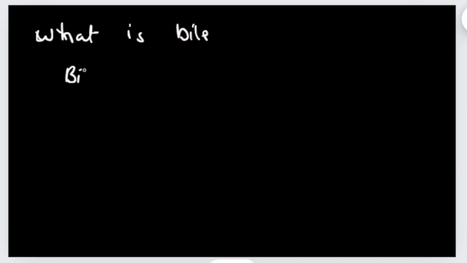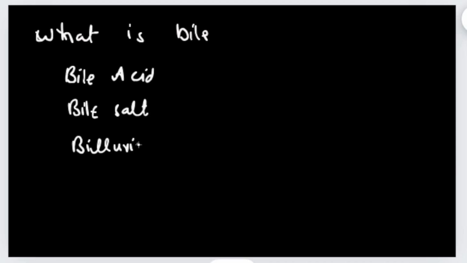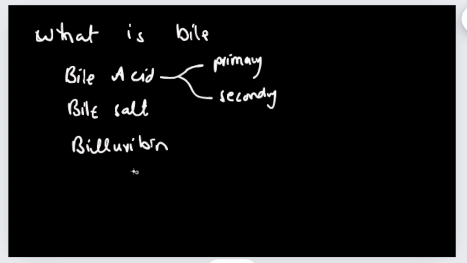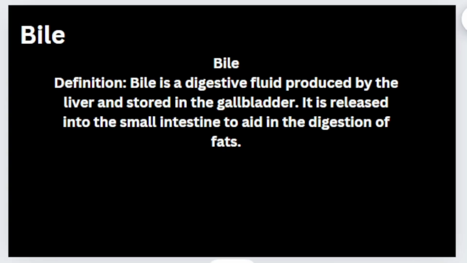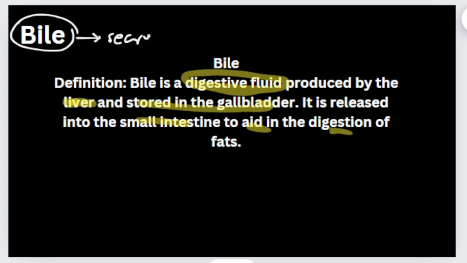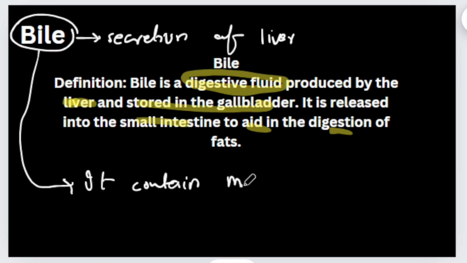What is bile? Bile contains bile acid, bile salt, and bilirubin. Bile salt is primary and secondary, and it also contains cholesterol and water. First of all, we'll explain that bile is a digestive fluid produced in the liver and stored in the gallbladder. It is actually the secretion of the liver hepatocytes, and from there it is released.